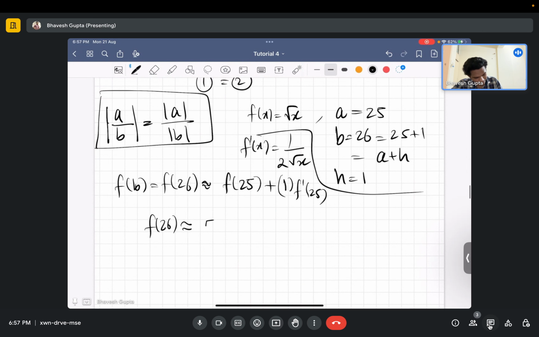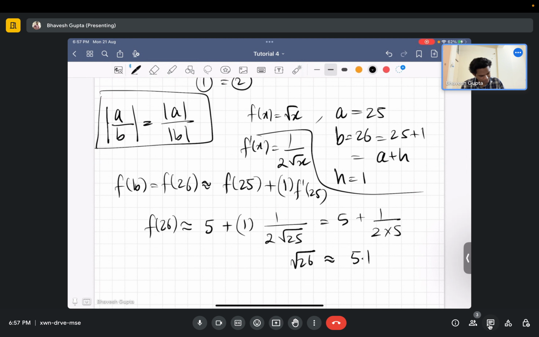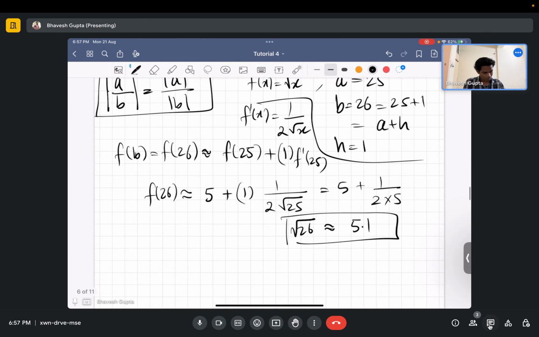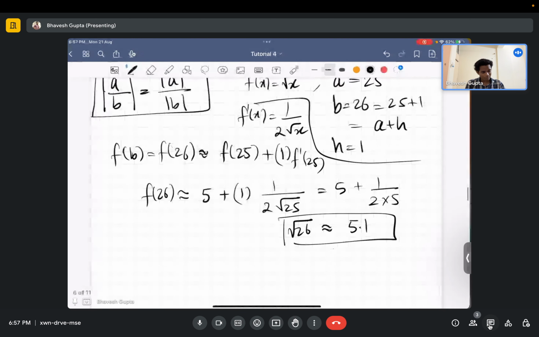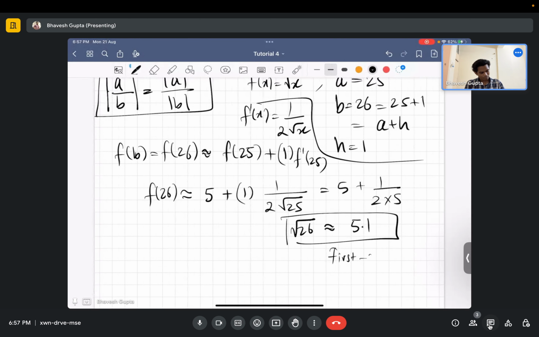And this is basically my 5 plus 1 times 1 over 2 root of 25. This is 5 plus 1 over 2 times 5. And you can see very easily this is 5.1. So what do I see? My square root of 26 can be approximated as 5.1. So this result is basically my first order result, you can say.